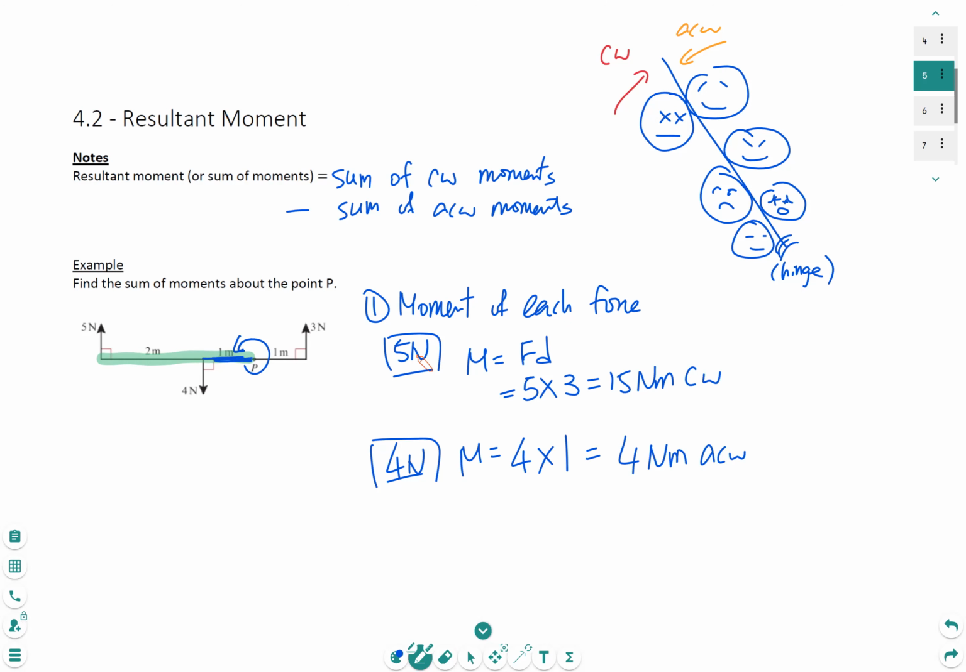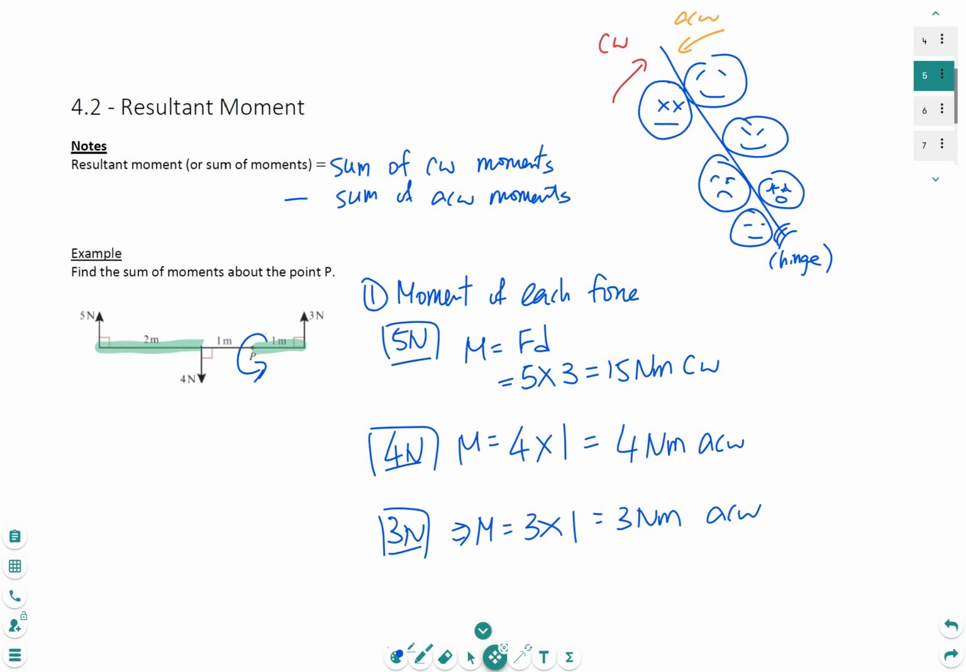Last but not least, what about the 3 Newtons? The 3 Newtons is the same. Moment equals 3 times the distance away from P, which is 1. So 3 Newton meters. Direction: that's your door. You're pushing upwards, the hinge is at P. It rotates that way, which is anti-clockwise.